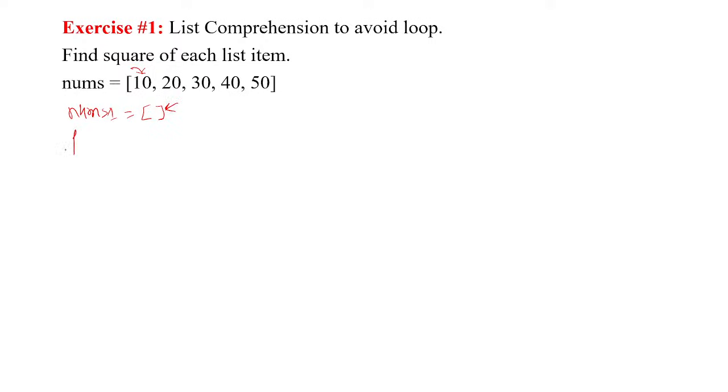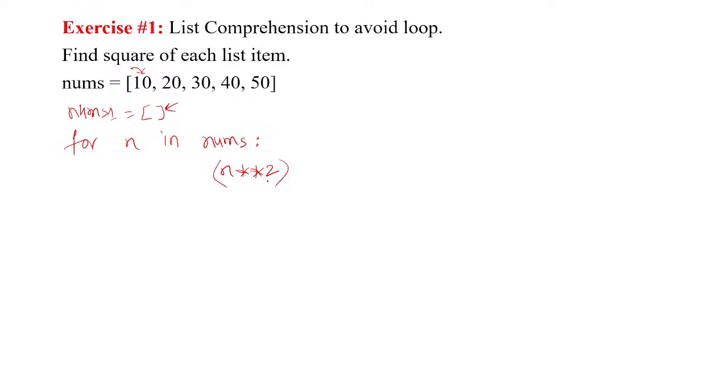So how can we do that? For n in nums, for n in nums. So you'll get each element here. What you need to do is square it. How do you square it? There is an operator called the double asterisk. So n squared, and you will get the squared value.